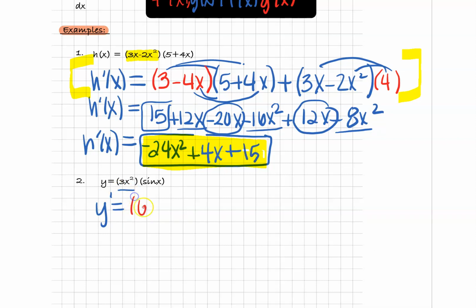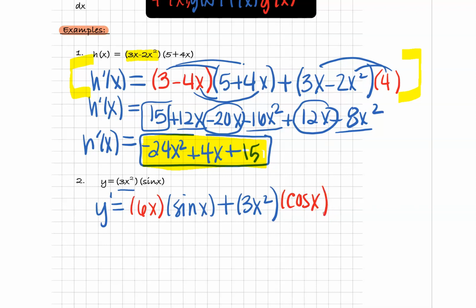So that derivative would be 6x times, carry along that sine x, plus, we're going to bring down the 3x squared, times the derivative of sine x, which is cosine x. Remember, you just need to commit those to memory.